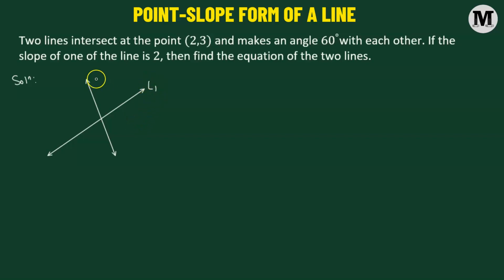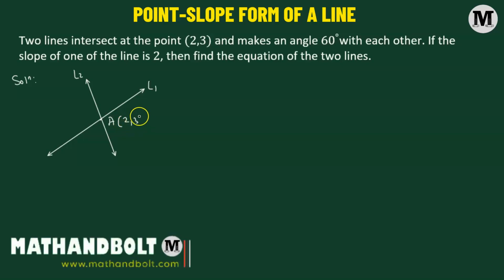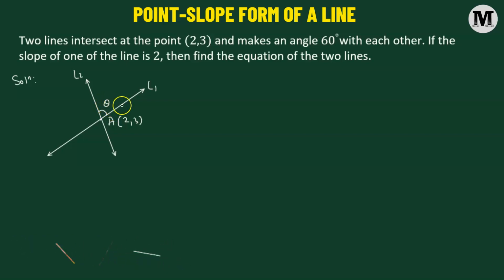Let's name them L1 and L2. Now the two lines are intersecting at a point. Let's call that point A, having the coordinates (2, 3). Also, the two lines are making an angle of theta between them.